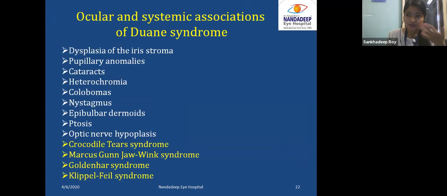When I'm talking about the syndrome, some other features will be present, like dysplasia of the iris, trauma, and pupillary anomalies. Definitely, because if it is pseudo Duane's or any kind of tumor, optic nerve involvement will be there. And if there is optic nerve involvement, then the pupillary responses will be abnormal compared to the normal. Cataracts might be present, mostly congenital, though rarely. Also heterochromia, colobomas, nystagmus, epibulbar dermoid, ptosis, and optic nerve hypoplasia. In Duane's, there are four associated syndromes: crocodile tear syndrome, Marcus Gunn jaw-winking syndrome, Goldenhar syndrome, and Klippel-Feil syndrome. These four syndromes are very common. In brief, those having these syndromes also have DRS.